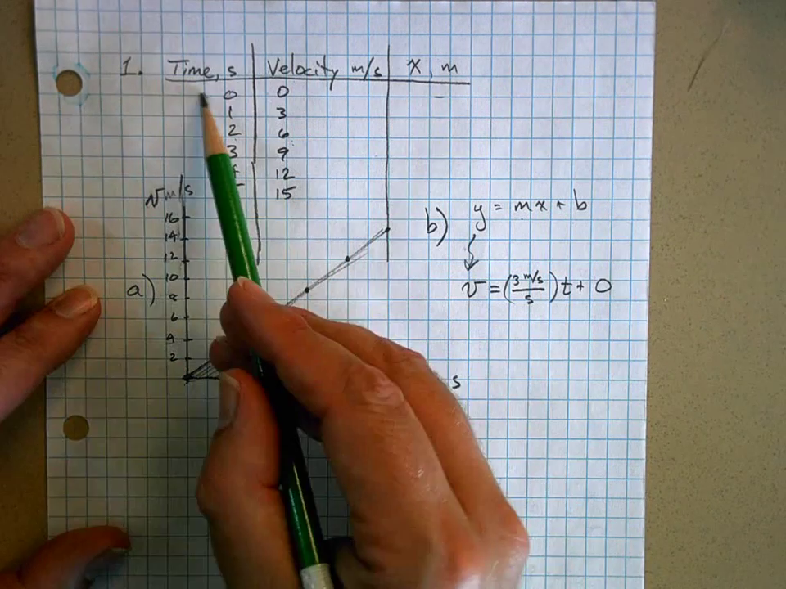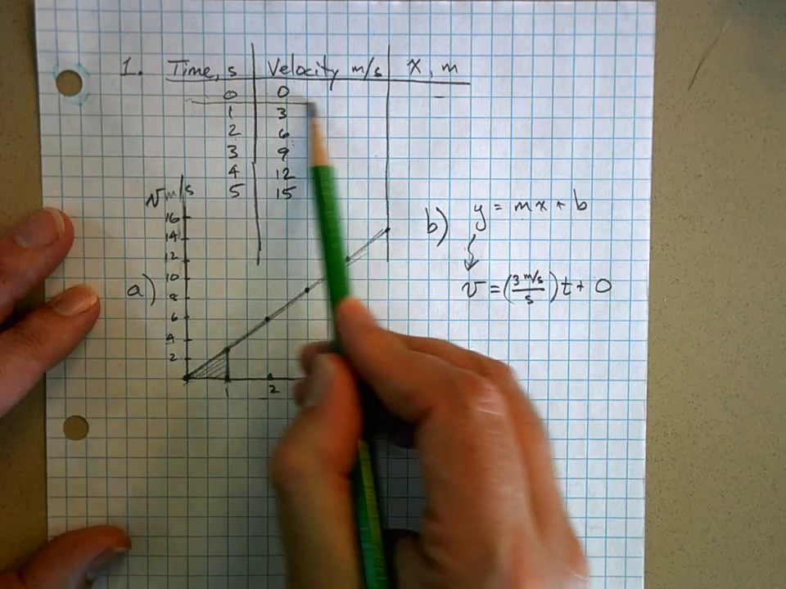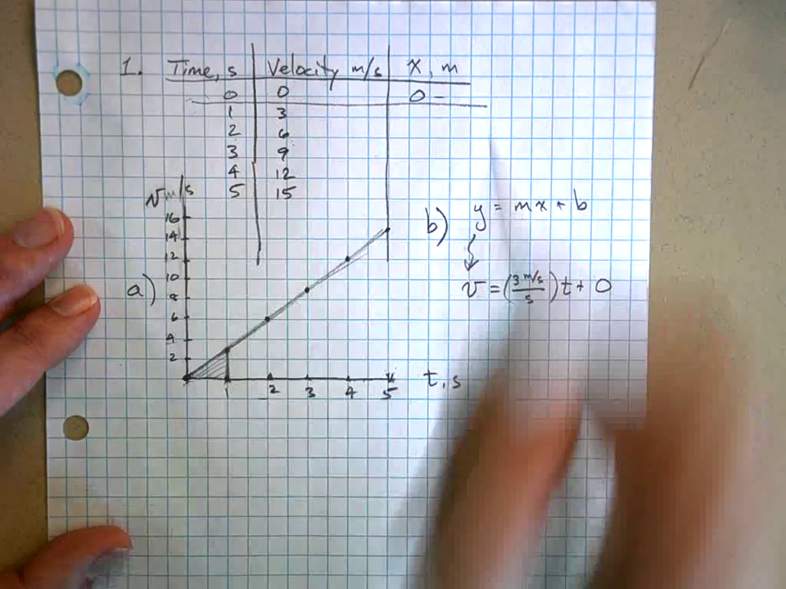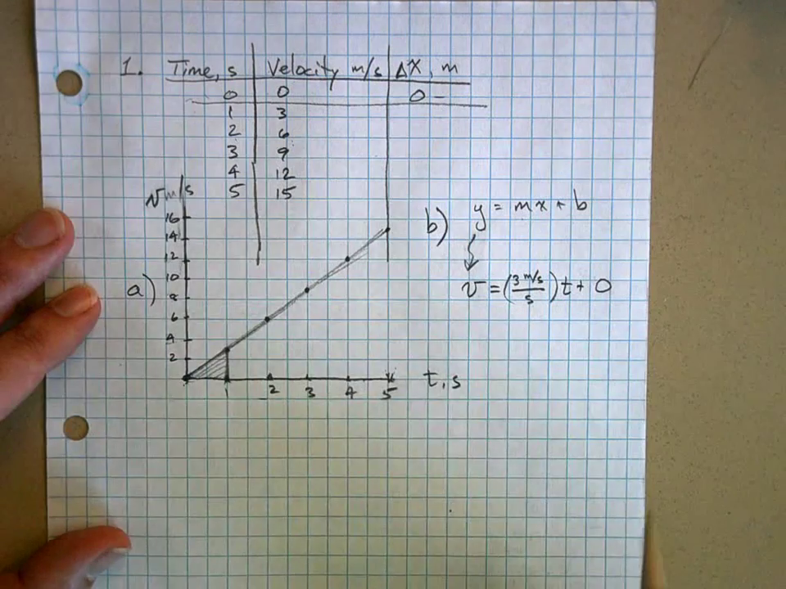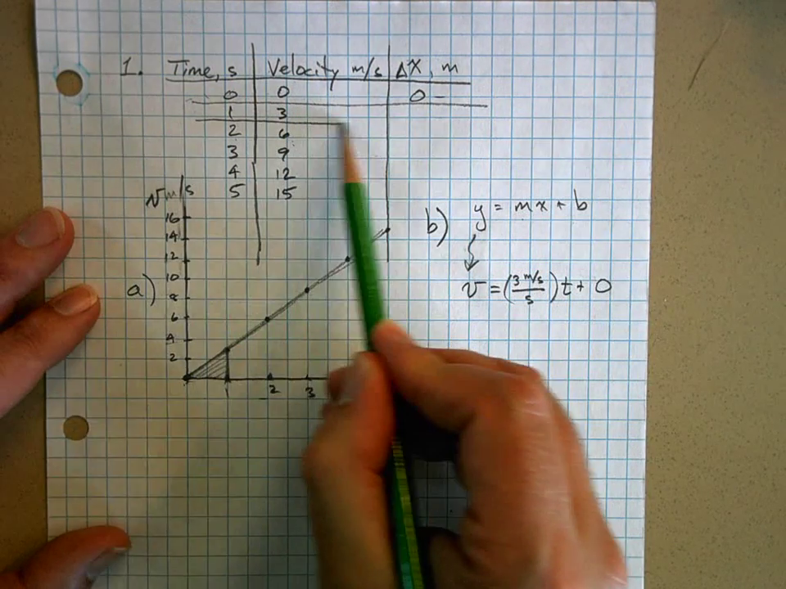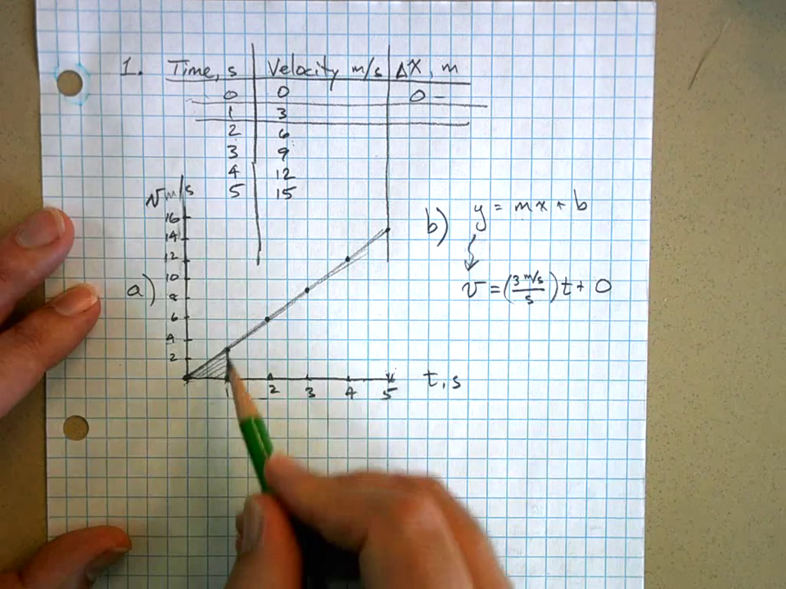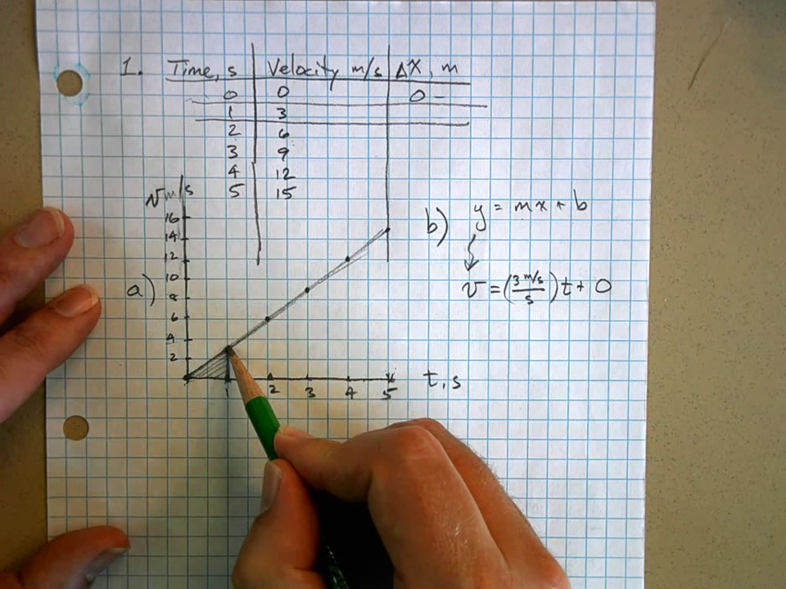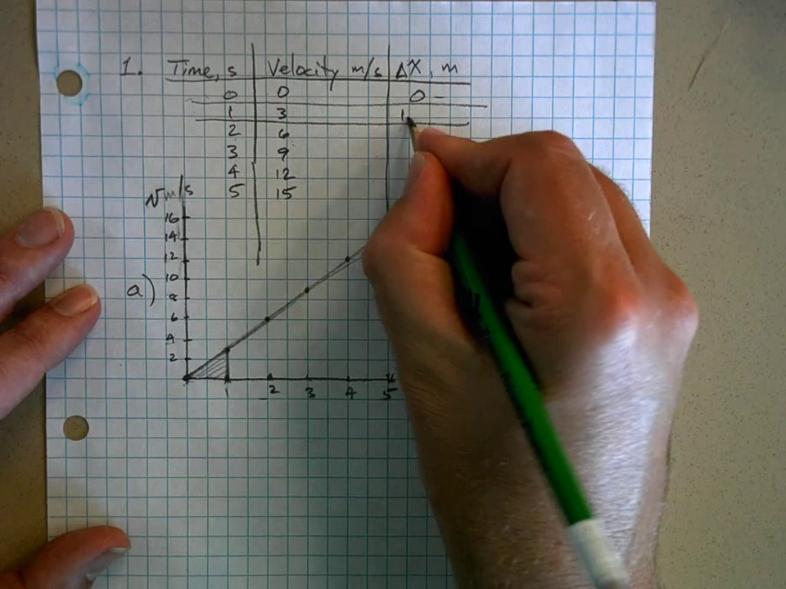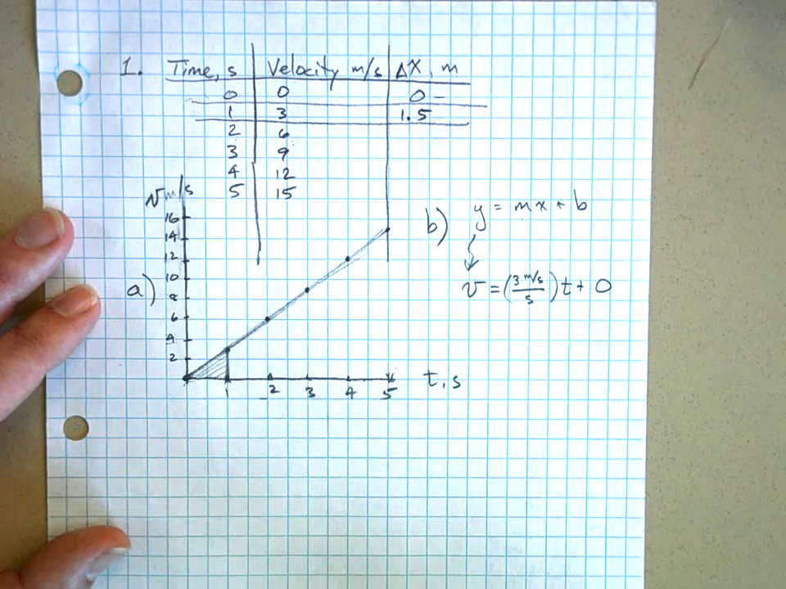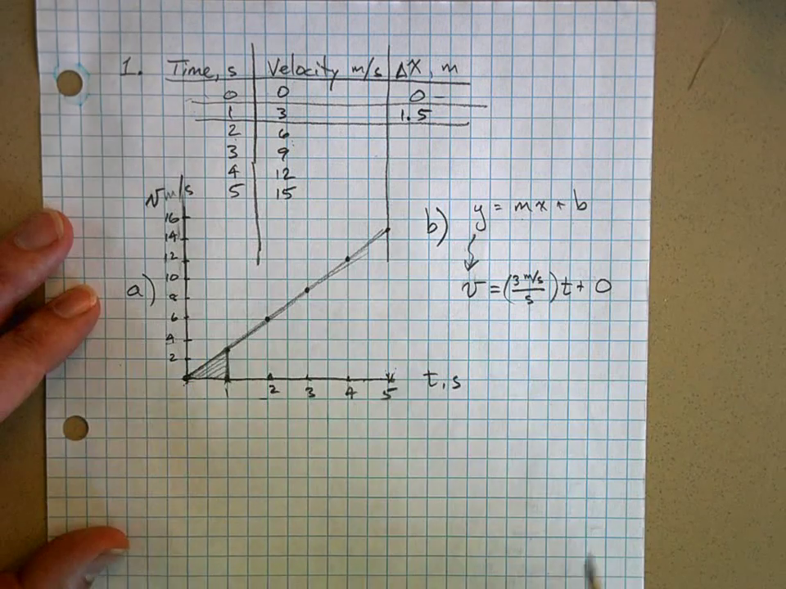So, first of all, at 0, the position hasn't changed yet. And we can really call this delta x, that's fine. But at 1 second, we've increased our velocity to 3 meters per second, but we've only had a chance to go 1.5 meters, 1.5 meters. Okay.